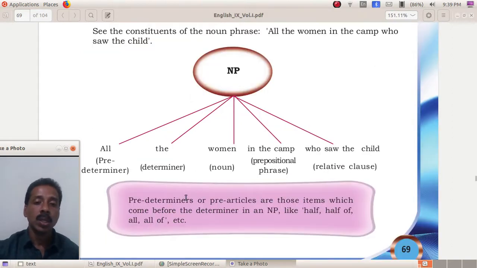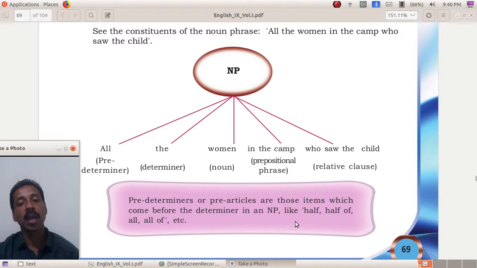So predeterminers or pre-articles are those items which come before the determiner in a noun phrase, like half, half of, all of, some of, etc. They are called predeterminers. What's the specialty of predeterminers? Those words can be used before a determiner. Pre means before. Predeterminer, a word that comes before a determiner.